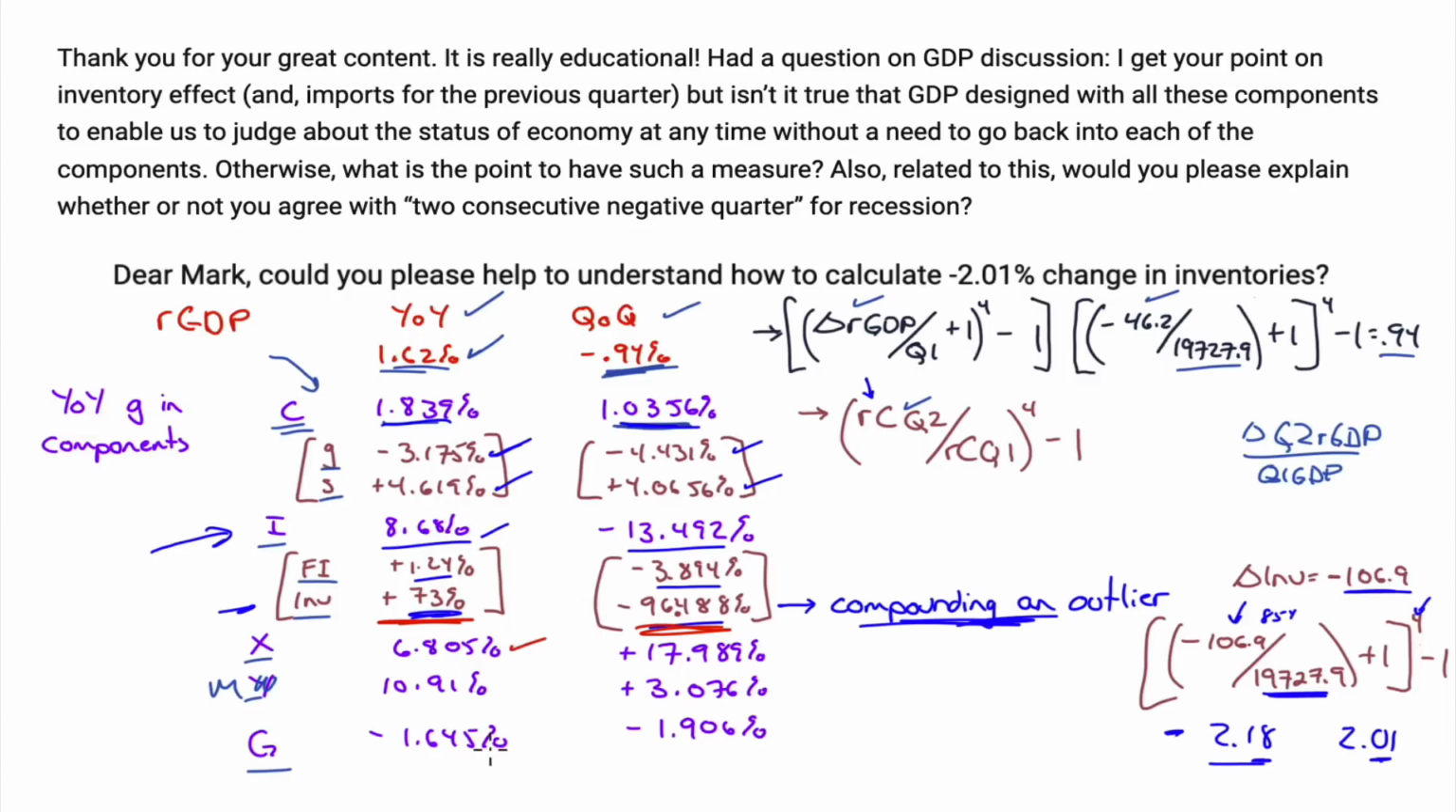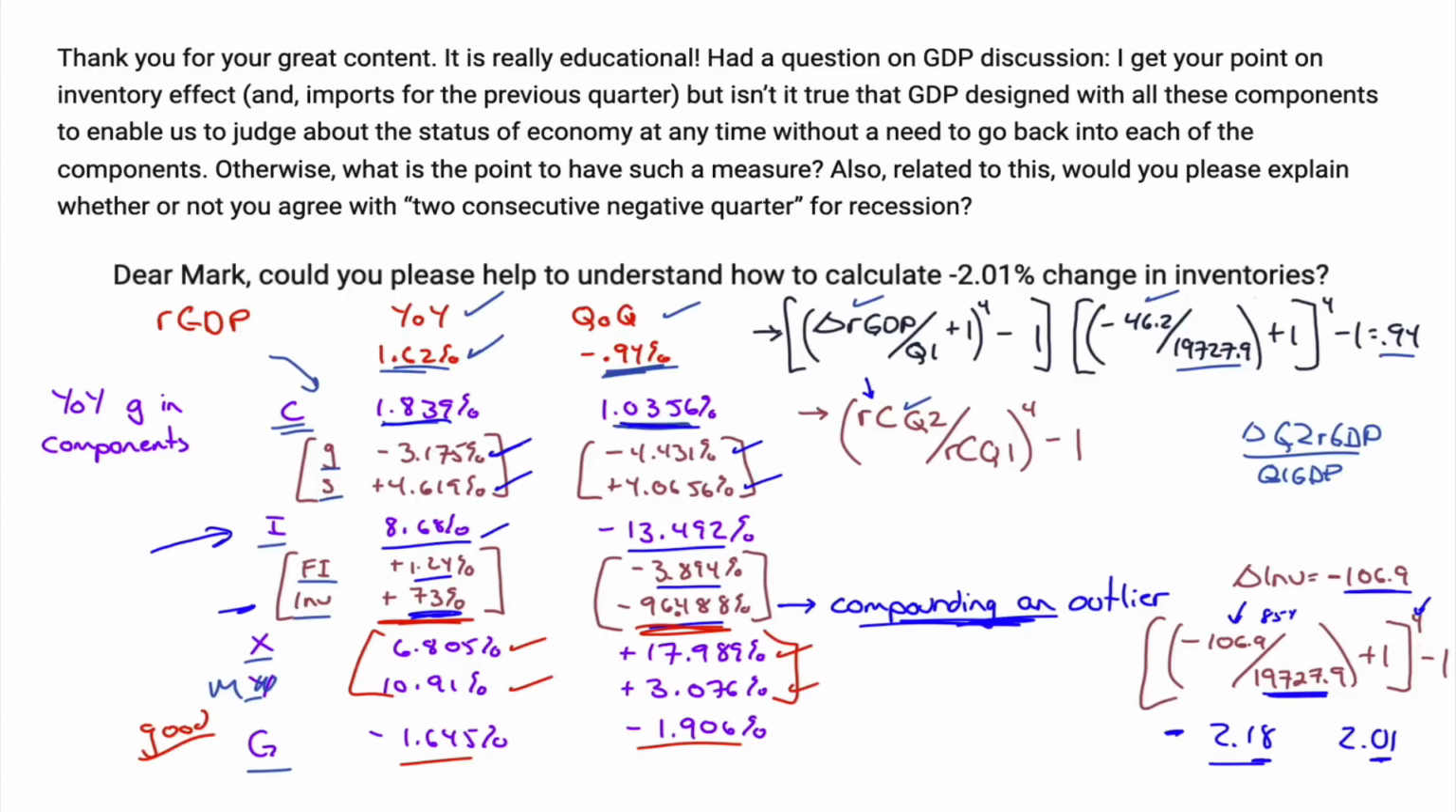Exports year over year up 6.8%. Second quarter over first quarter up almost 18%. Imports were up almost 11% year over year. Quarter over quarter up only 3%. Again, there is some outlier function happening here, which is a function of transportation and shipping. And then government spending is down 1.6% year over year. Well, you can always say that's a good thing, right? And quarter over quarter down 1.9%.